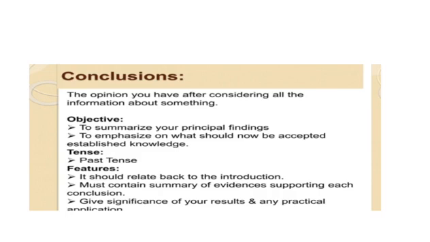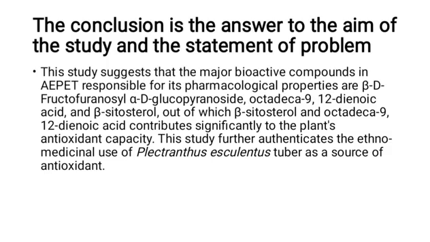The essence of the conclusion is to summarize your principal finding. Okay? The conclusion is the answer to the aim of the study and the statement of problem. For instance, this study suggests that the major bioactive compound in the plant responsible for its pharmacological properties is beta-carotene, out of which beta contributes significantly to the plant's antioxidant capacity. This study further authenticates the ethnomedicinal use of Plectranthus tuber as a source of antioxidant.